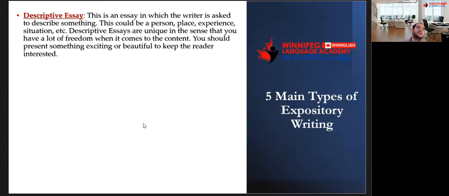The first type is the descriptive essay. So a descriptive essay is a type of expository writing. In this essay, you ask your students to describe something that happened. You can ask them to describe a process of doing something, or describe a person or a place or experience or a situation. And when you ask them to describe an experience or a situation, it overlaps with a narrative essay. Okay.